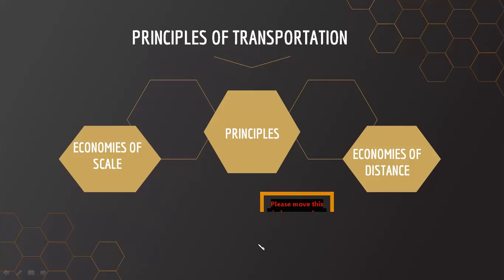Now economies of scale is a principle which states that transportation cost per unit of weight decreases when the size of shipment increases. This is possible because the fixed cost involved in moving the load gets spread over a large number of units, thereby reducing the cost per unit. I'll explain it with an example so that it will be clear.